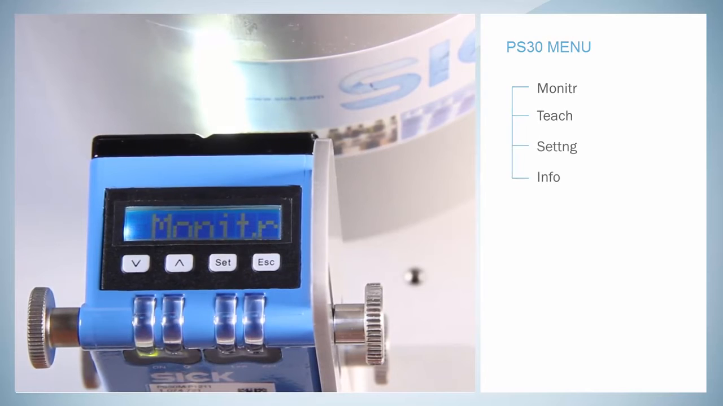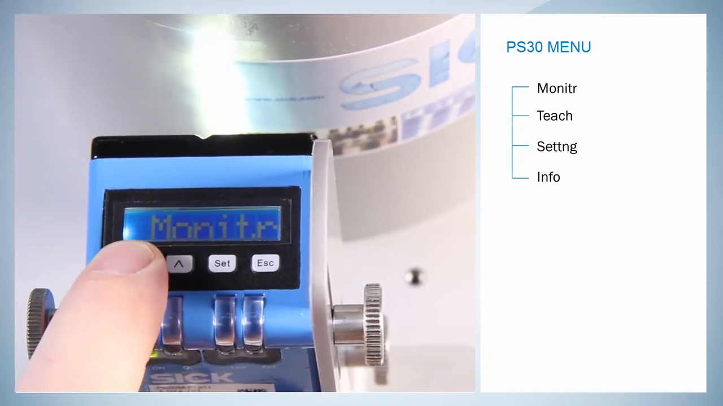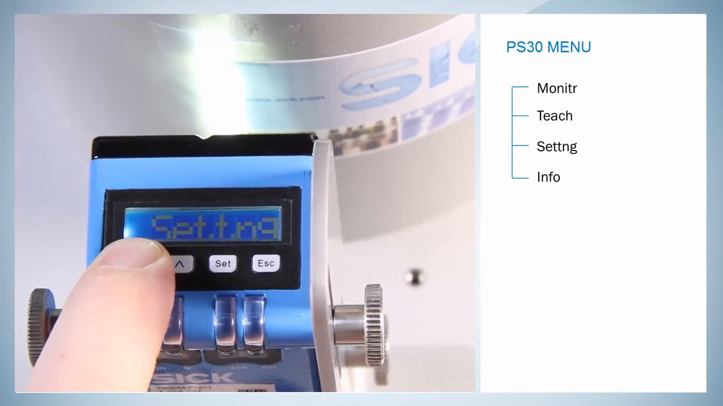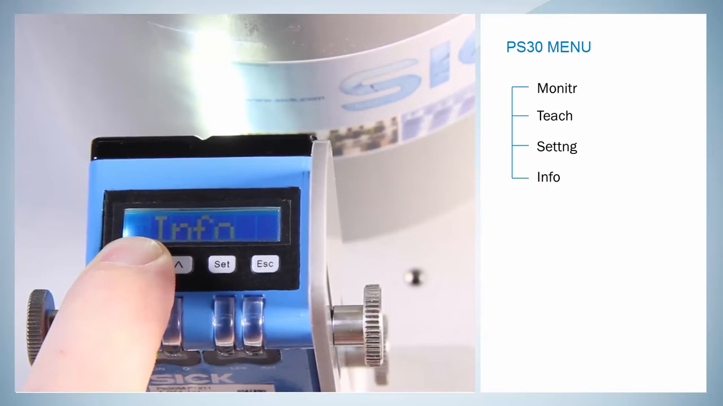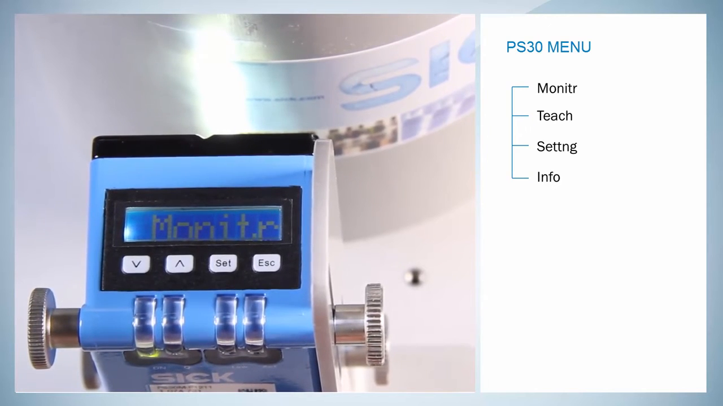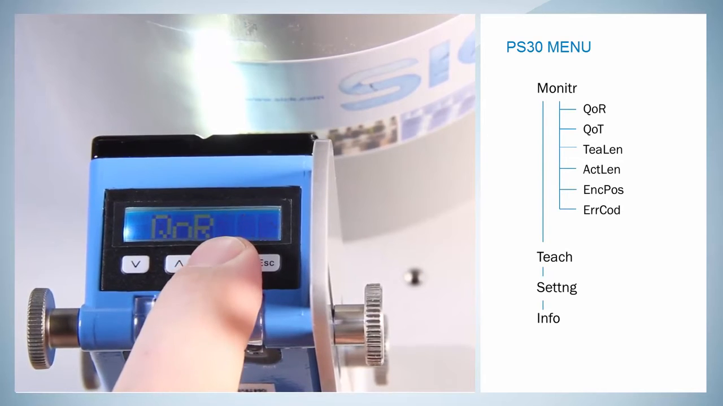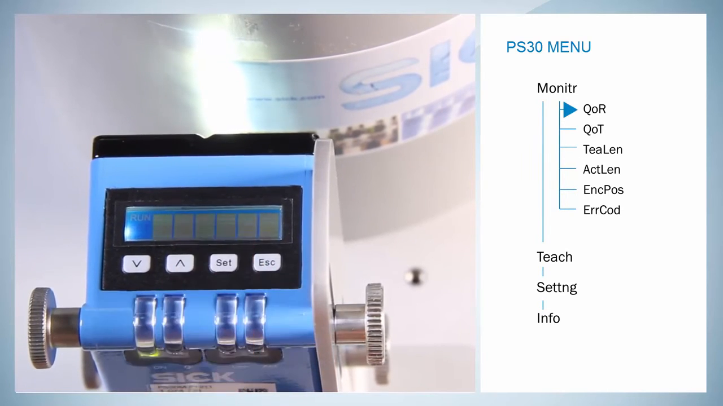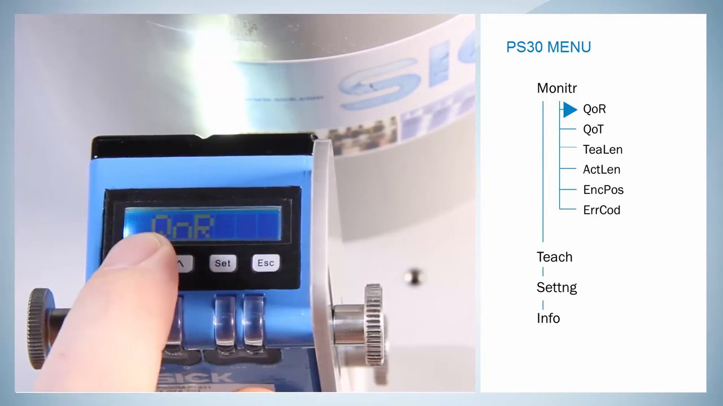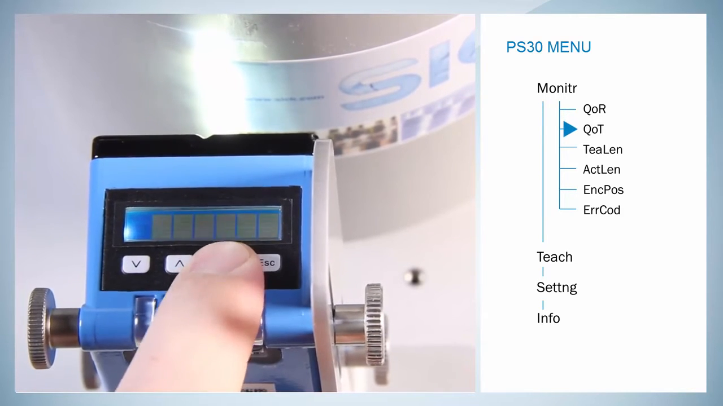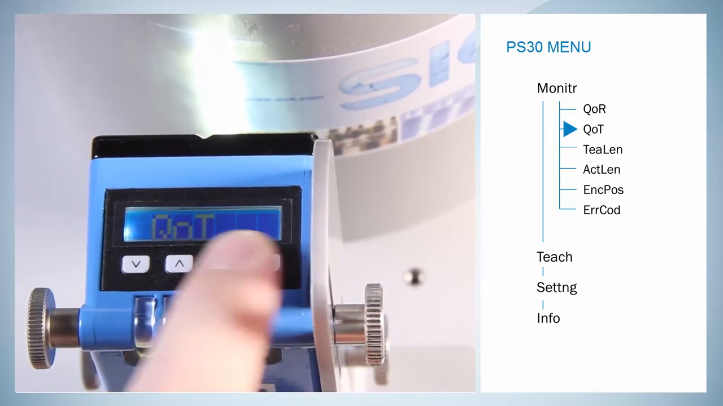On the first level of the menu, there are 4 different items: monitoring, teach-in, setting, and device info. There's a separate tutorial which demonstrates and explains the teach-in item. The item monitoring allows one to check and read out the current sensor setting, such as quality of run, which shows the quality of run in up to 6 bars. The quality of teach shows the quality of teach in up to 6 bars.